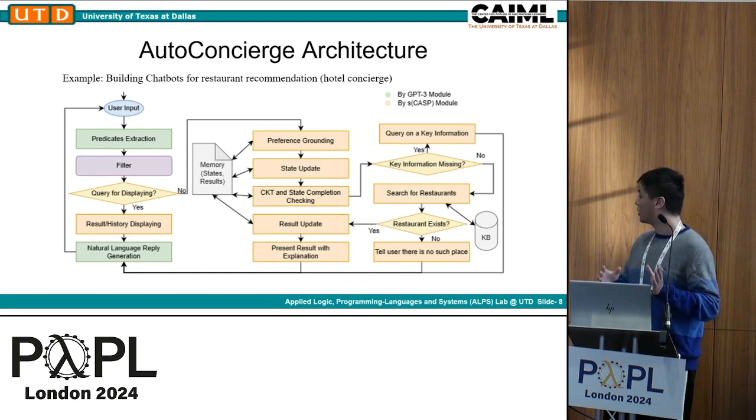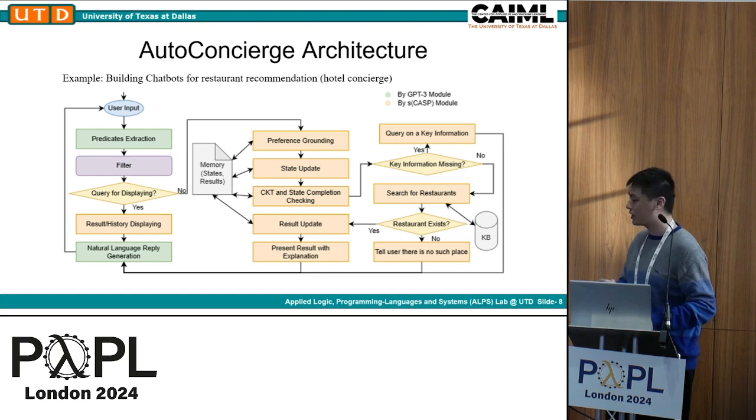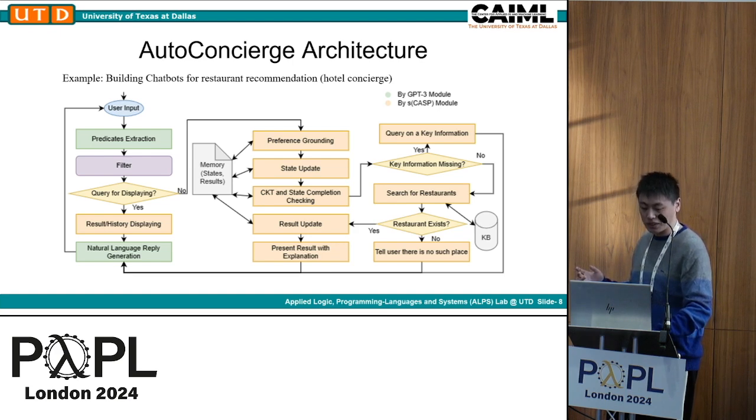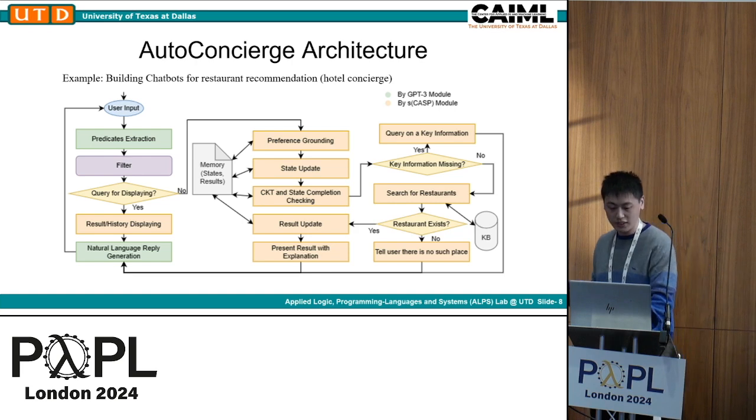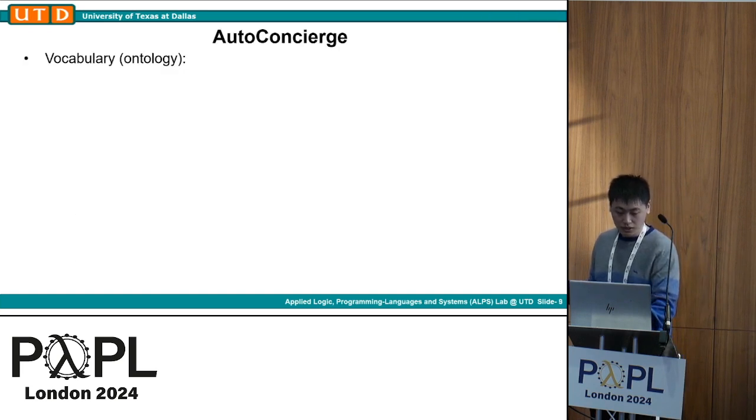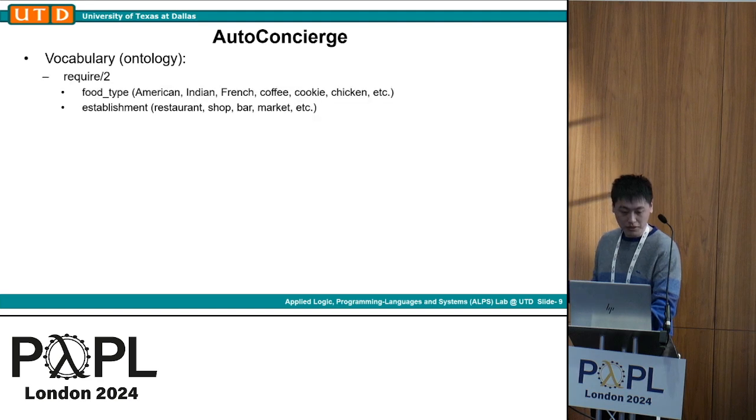If all the required information is collected, then it searches for a restaurant that satisfies all the requirements from the user. If there is one, it updates the results and generates the explanation as well. Otherwise, it will tell the user why there's no such place. Finally, these predicates are turned into English through the natural language reply generation step, and then we wait for the user to do another round of dialogue. Here I'm also going to talk about the vocabulary.